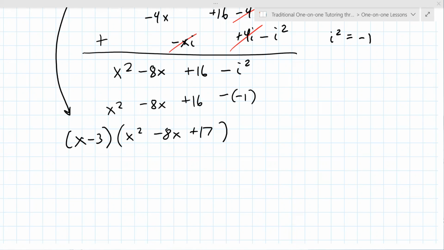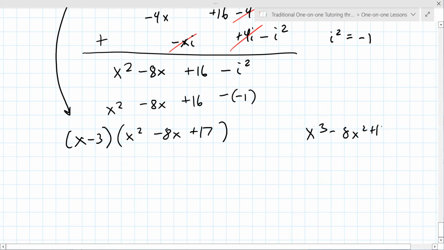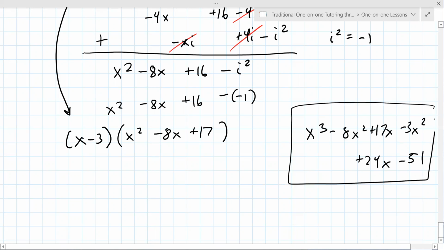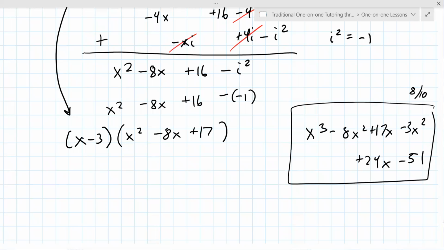Okay. I got x cubed minus 8x squared plus 17x minus 3x squared plus 24x minus 51. Oh, did I get it wrong?